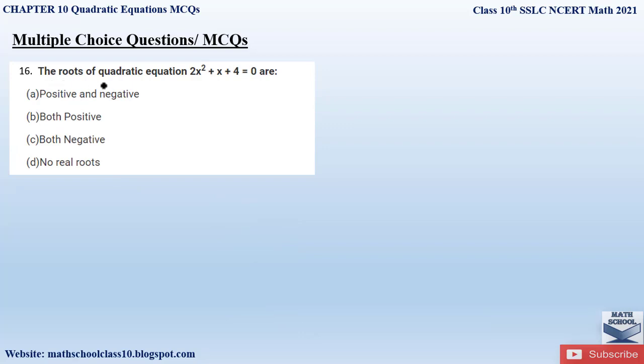Question number 16. The roots of the quadratic equation 2x square plus x plus 4 equal to 0 are.